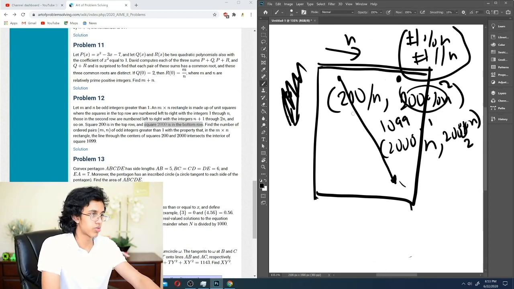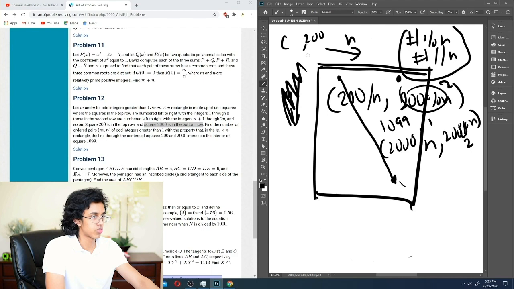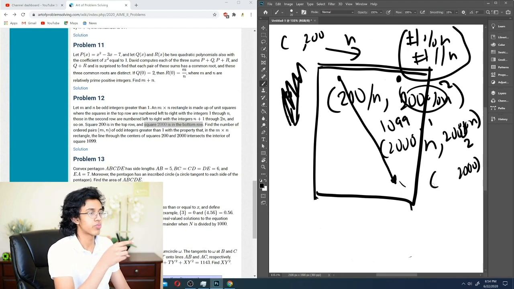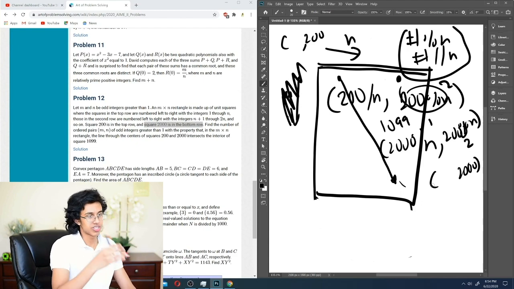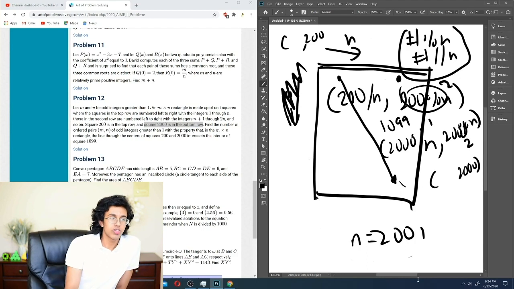Does 2001 work? Because then this is 200 mod that, so this would be 200 as its other coordinate. This would be 2000 as its other coordinate, and then this one would be right in the middle. Oh wait, yeah, that works because all of them are on the same row, so that just makes sense. So n equals 2001 works, and then now we need to figure out.